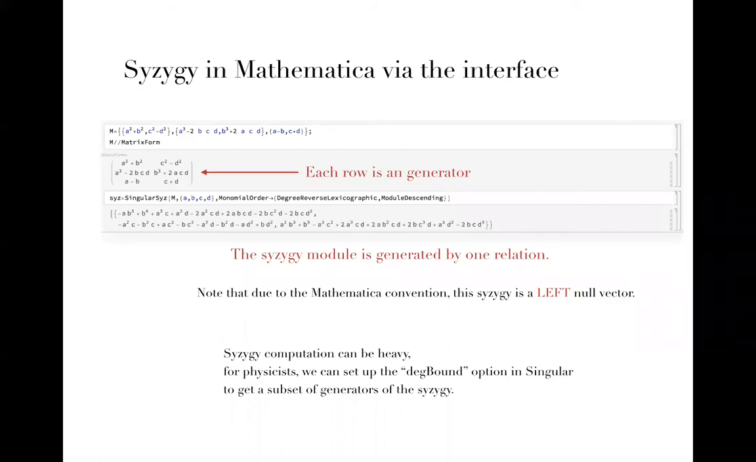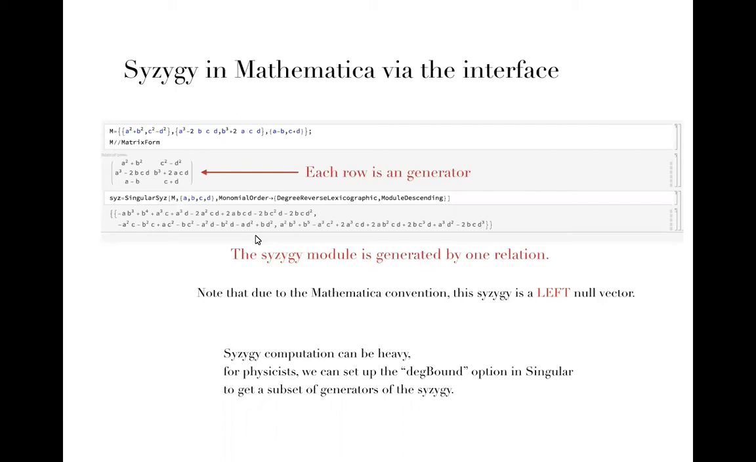So again, here you can do this kind of syzygy computation in Mathematica by the interface. Now you have this still trivial example. Each row is a generator, so you have three generators. I want to find the relation between the three generators. It's quite possible that you find no relation between the three generators, which is quite okay. But here you can see we call Singular to do this. Singular is really finding the relation for you, and you can see you get just one vector. This one vector has three components.